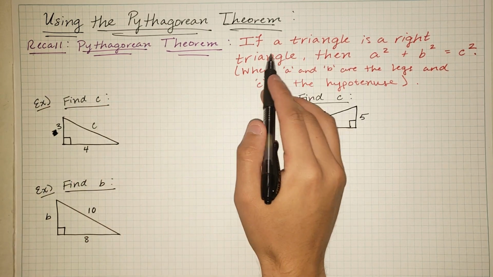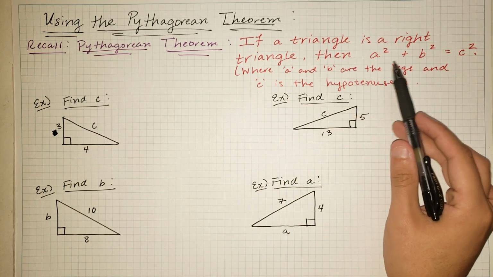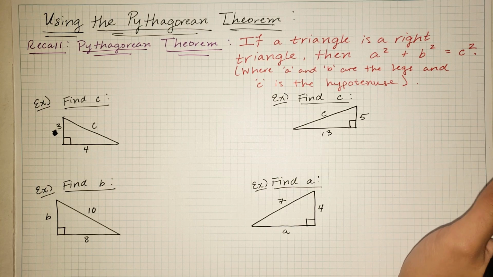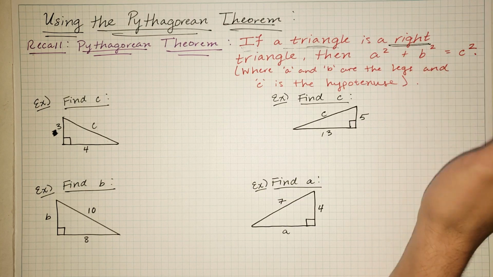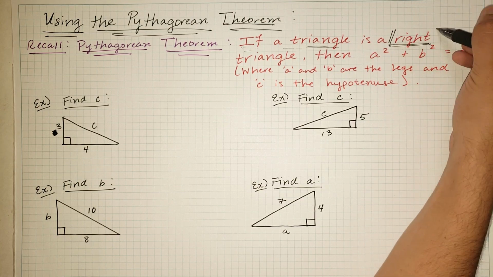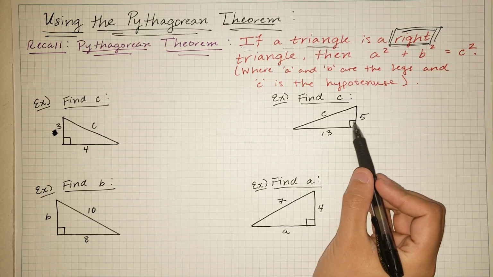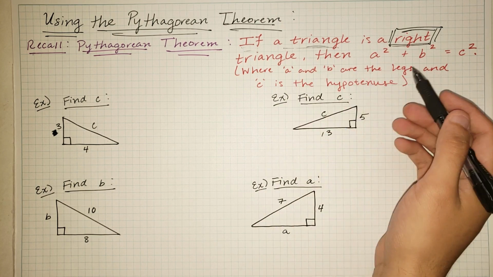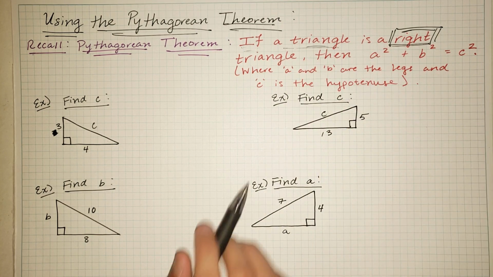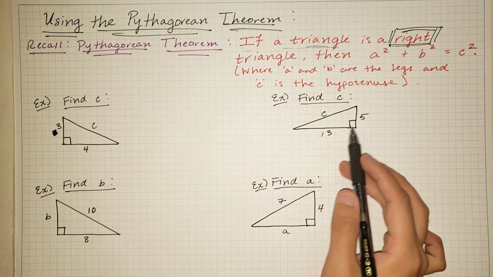It says, if a triangle is a right triangle, then a squared plus b squared equals c squared. That's pretty much it. If a triangle is a right triangle, that's probably the most important part. So pretty much if it has one of these boxes, if it has a right angle, then a squared plus b squared equals c squared, where a and b are the legs. That's important. A and b are the legs.